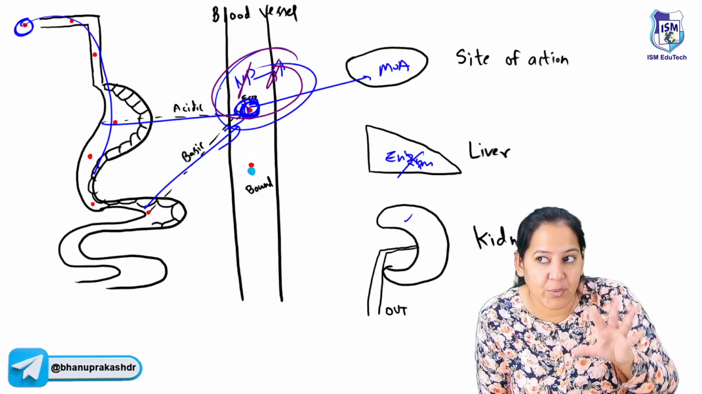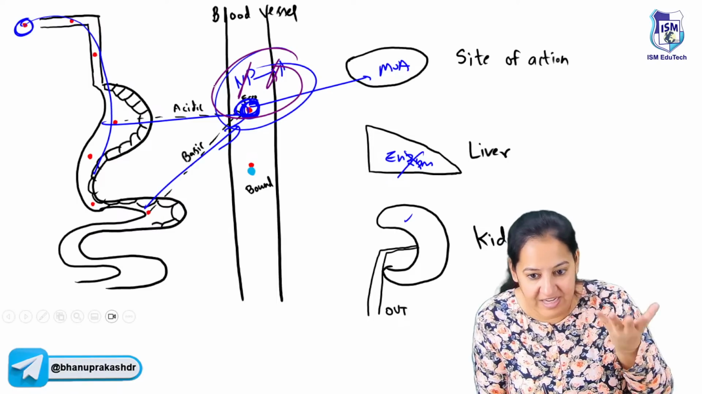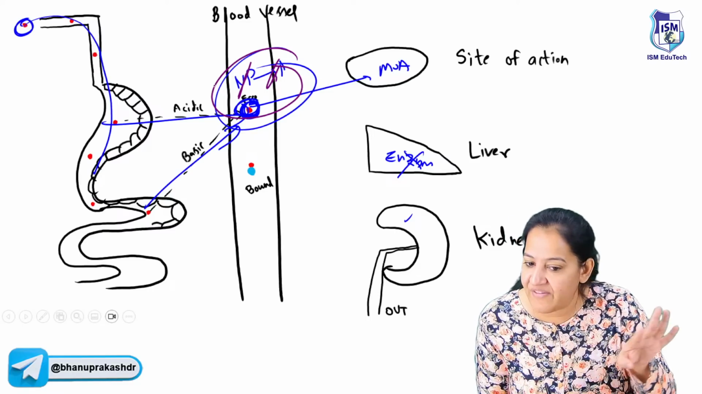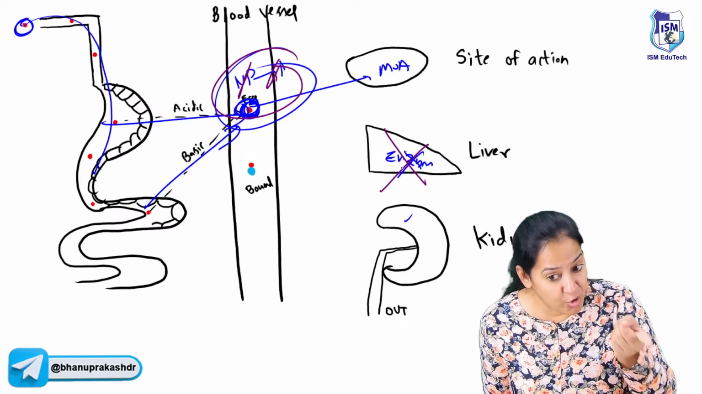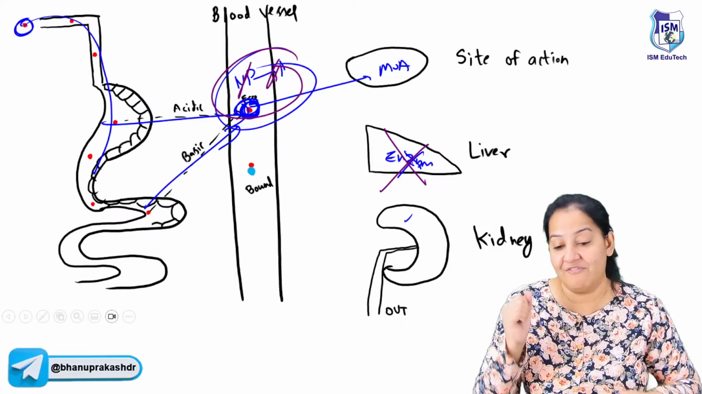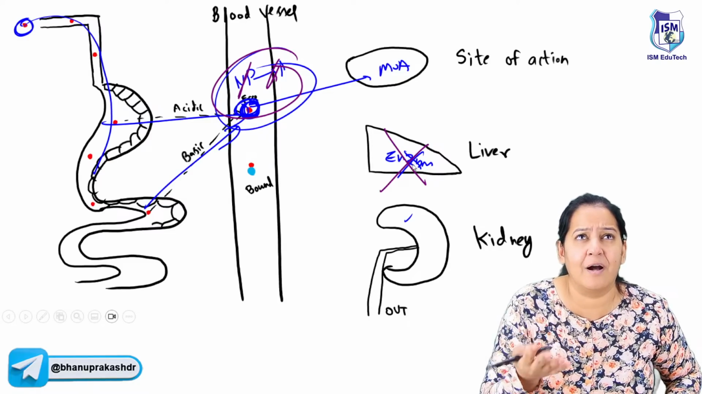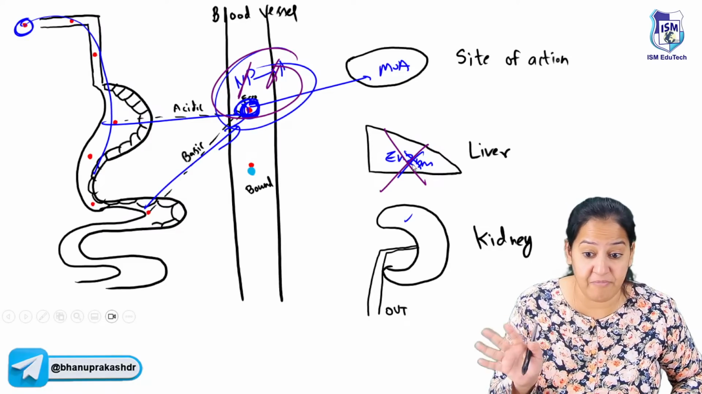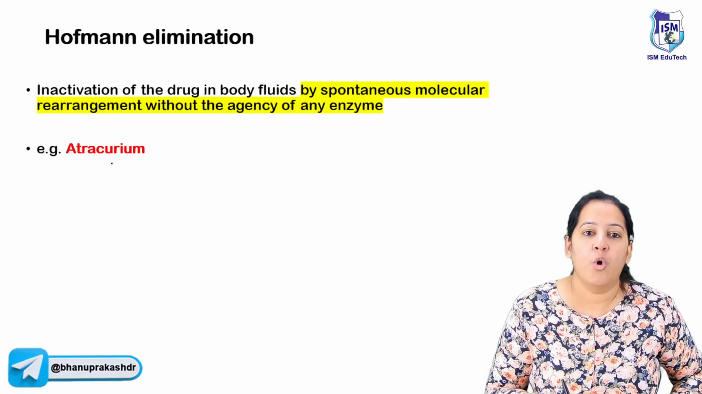In the blood itself, by doing certain molecular rearrangement, the drug will be able to do so. Without the agency of enzyme, without the help of the enzyme cytochrome P450 present in the liver, the drug gets converted from non-polar to polar because it is a very self-dependent drug. It does not want to take the help of anyone. Without taking help of enzyme, it is getting converted. Only one drug does so.